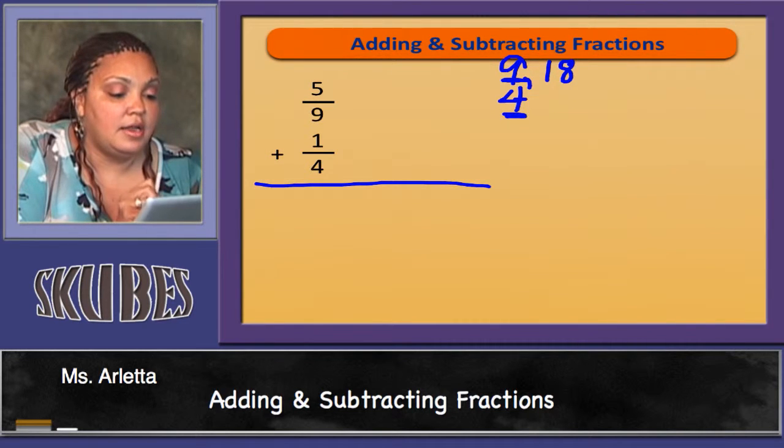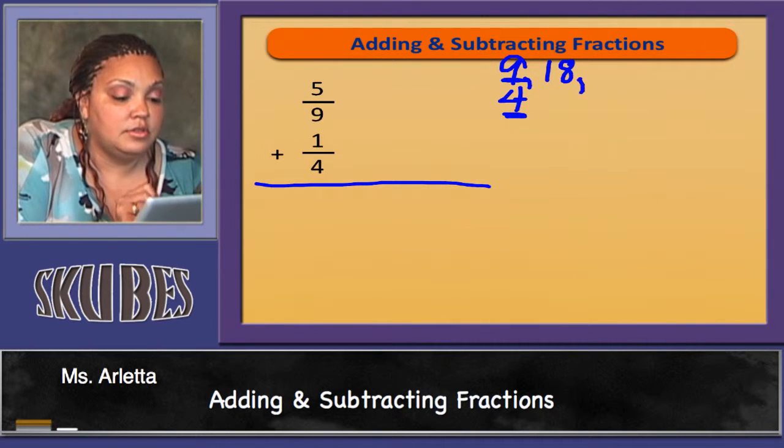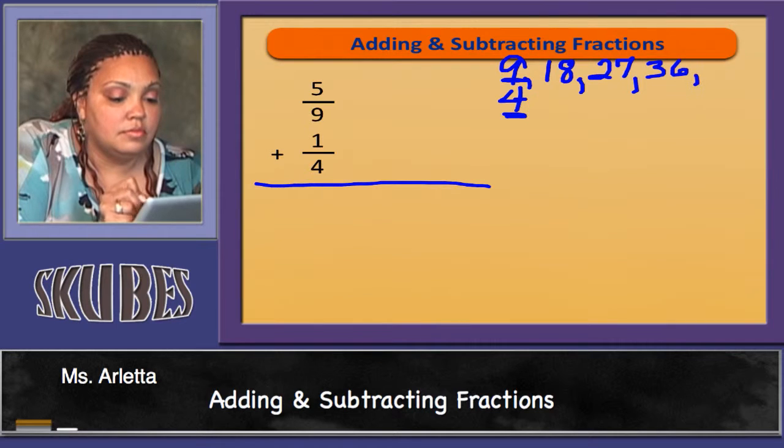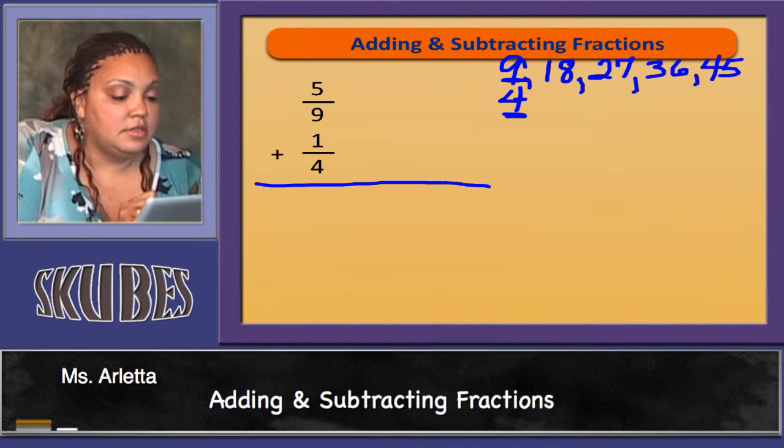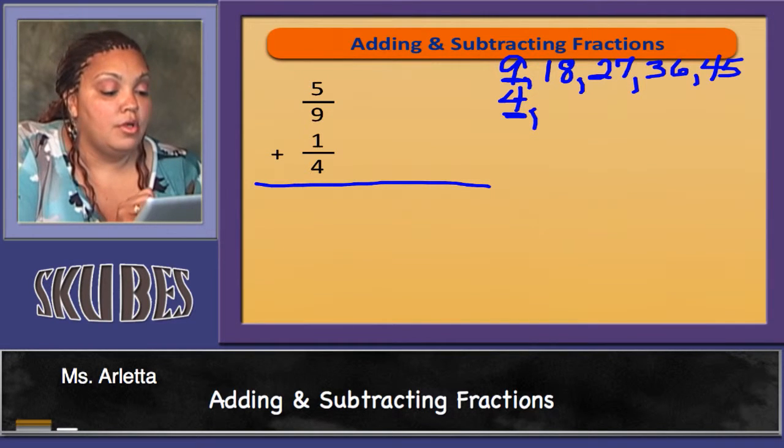9 times 1 is 9. 9 times 2 is 18. 27. 36. And 45. Now let's get our multiples of 4.